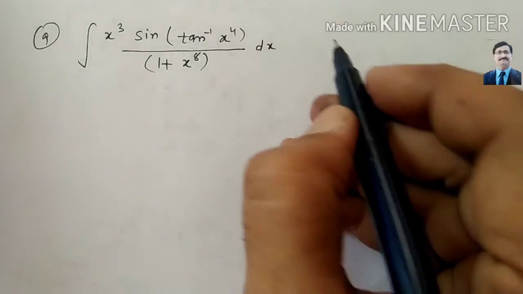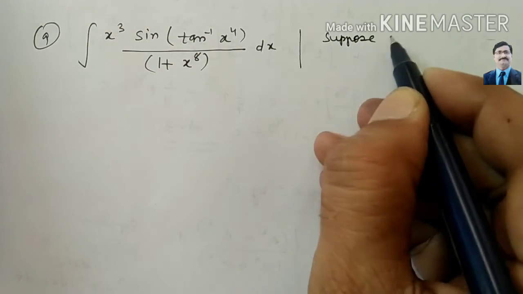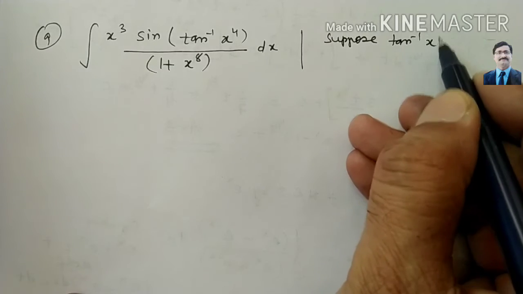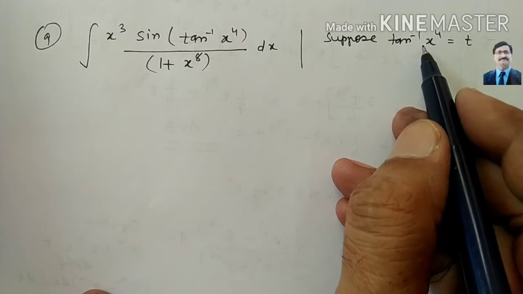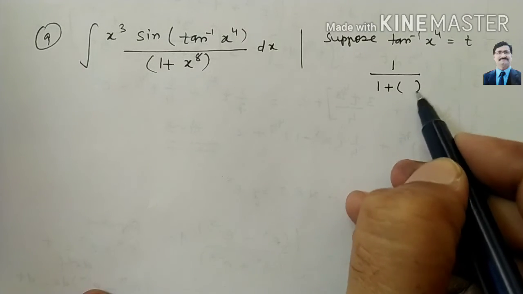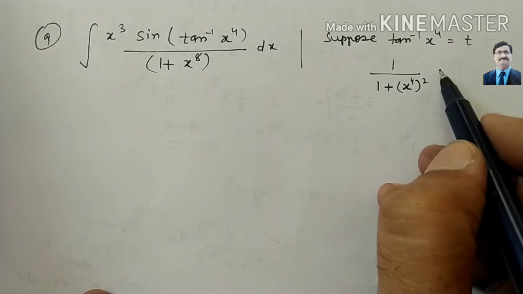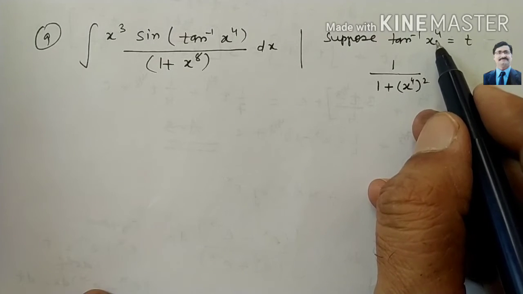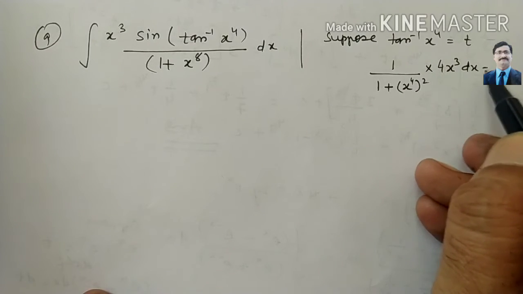Okay, so look here, we take, suppose, tan inverse x power 4 equal to t. Look at tan inverse x, its differential is 1 upon 1 plus x square. In place of x we have x power 4. Now we have to differentiate x power 4, that is 4x power 3 dx equal to dt.